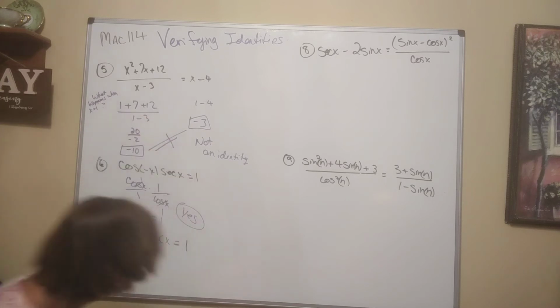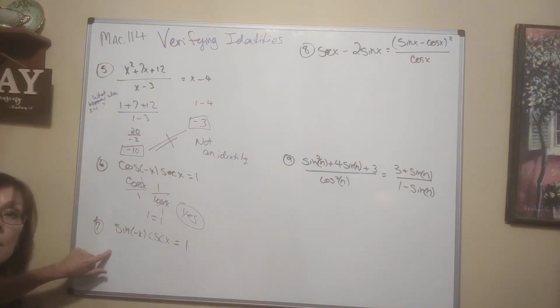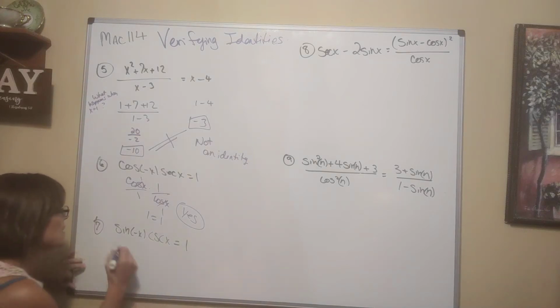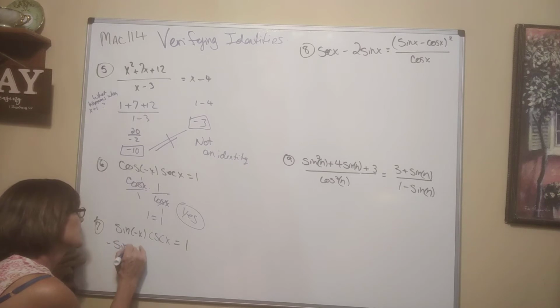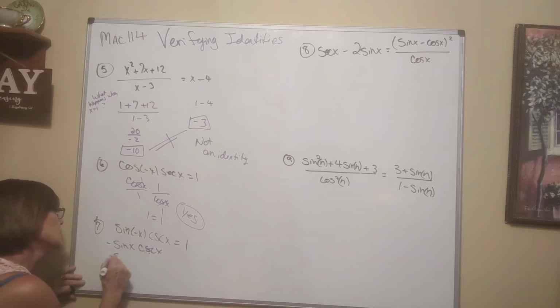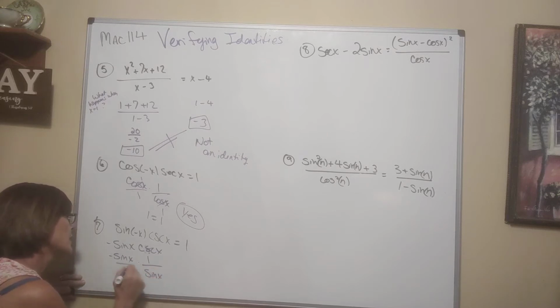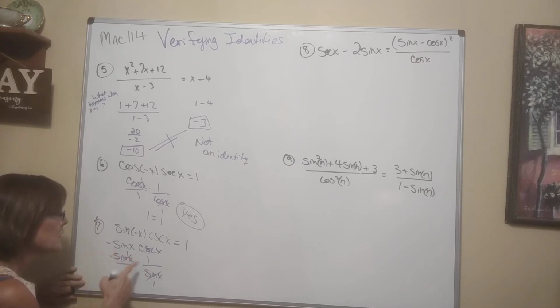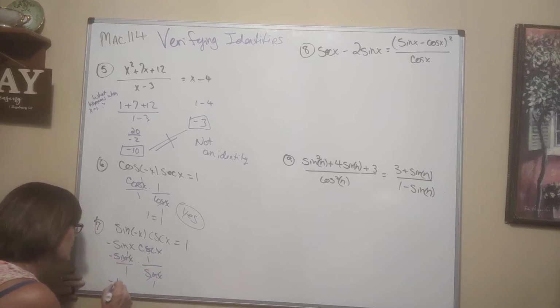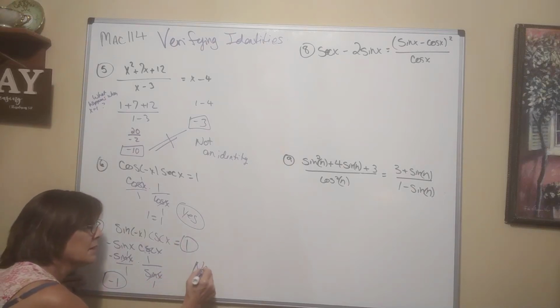All right, let's look here. I don't know about this one. I'm going to go through some things I've learned already. The sine of negative x is equal to negative the sine of x. And this is the cosecant of x. Cosecant is equal to 1 over the sine of x. So if I write this over 1, these will cancel. But here I've got a negative times 1 over 1 times 1. This is equal to negative 1. Negative 1 does not equal 1. So I think this is not an identity.